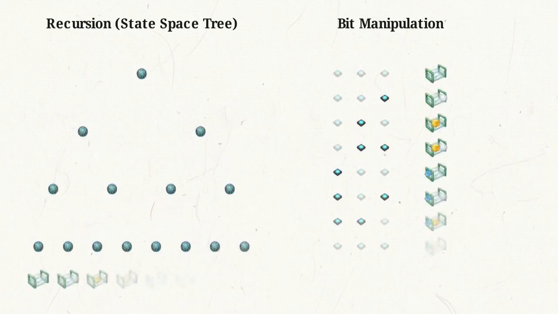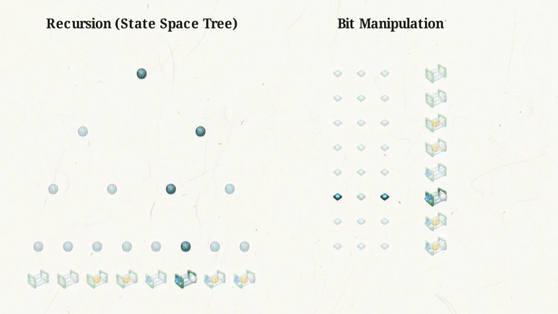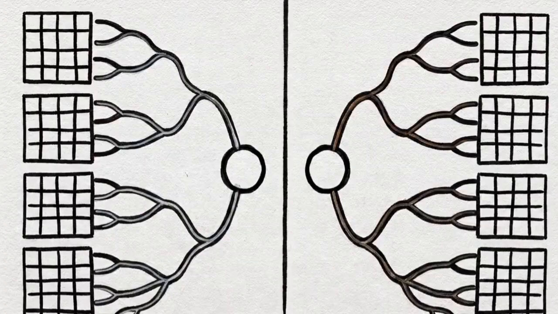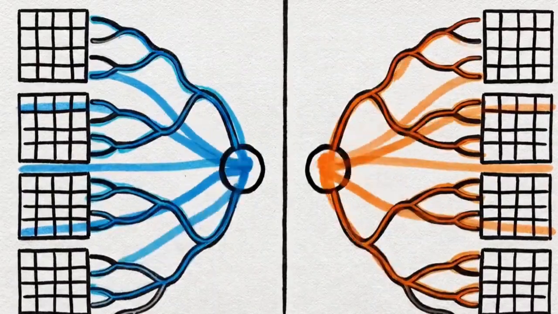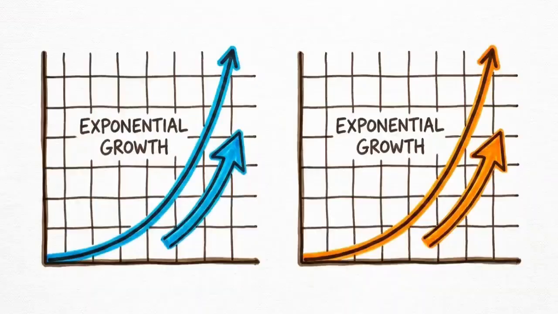If we put these 2 methods side by side, we see 2 totally different ways to write code that solve the exact same mathematical problem. Neither algorithm is faster than the other. Generating the combinations and copying them into memory enforces a hard limit, so both methods share the same time complexity of big O of n times 2 to the n.